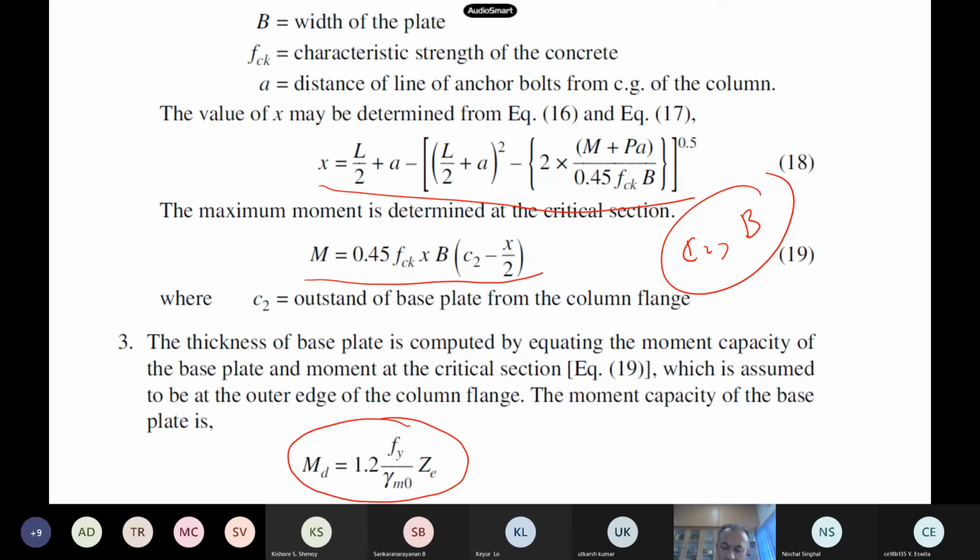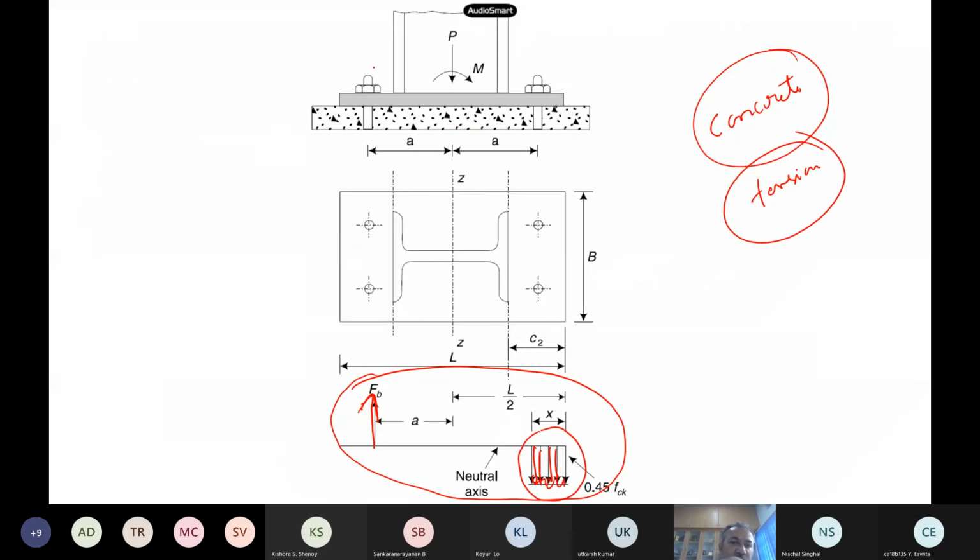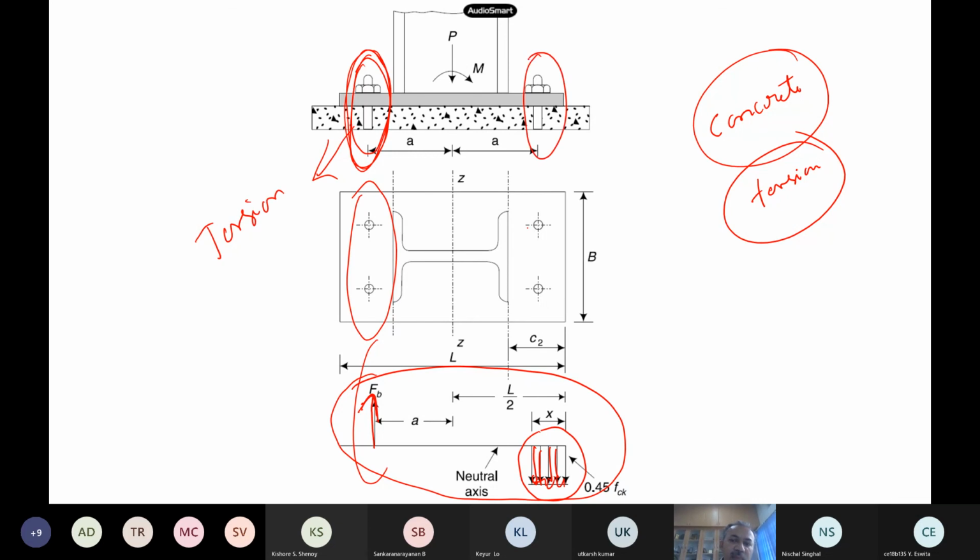So this is straightforward. The only thing is, there are three cases. But here the problem is that you have tensile forces, and tensile forces cannot be carried by concrete. So you have to design the bolts. This bolt is a very special bolt, because these bolts will be under tension, whereas this bolt will be under compression. This is what we call anchor bolts. They have to be designed for tension. This is the most important thing.